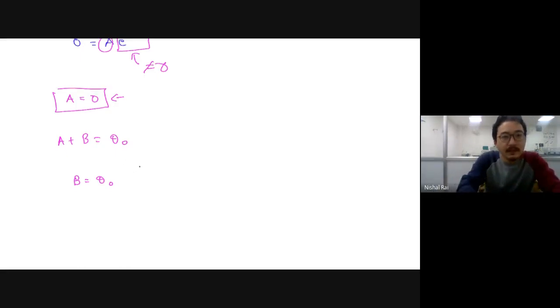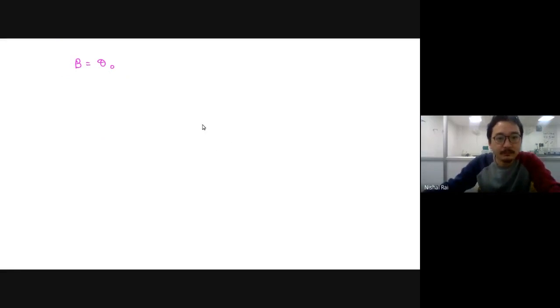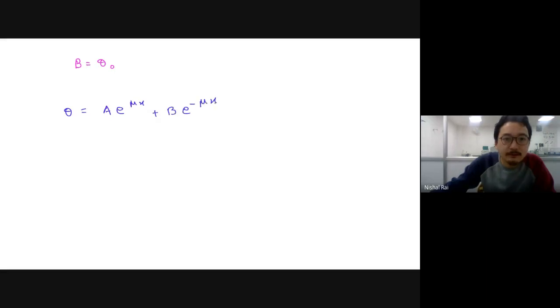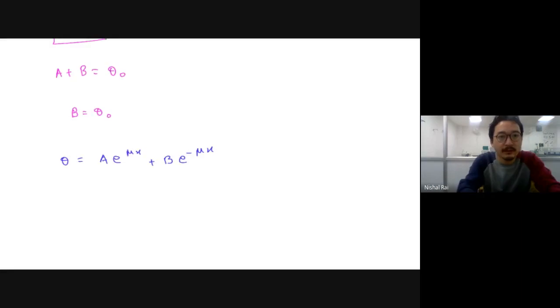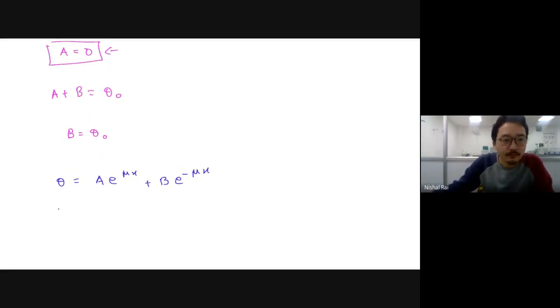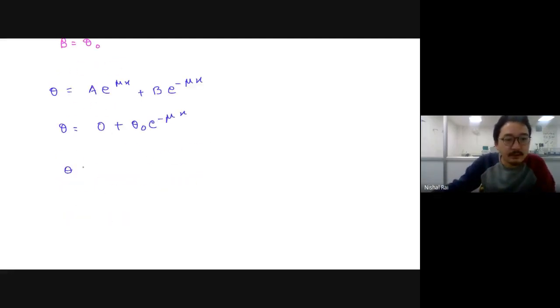Clear? Now your final differential equation will be what? Your final solution, the general solution, was theta equal to A e to the power mu x plus B e to the power negative mu x. So substituting these two values over here, A was 0. So theta will be 0 plus B, which was basically theta naught e to the power negative mu x. So basically theta was theta equal to theta naught e to the power negative mu x.